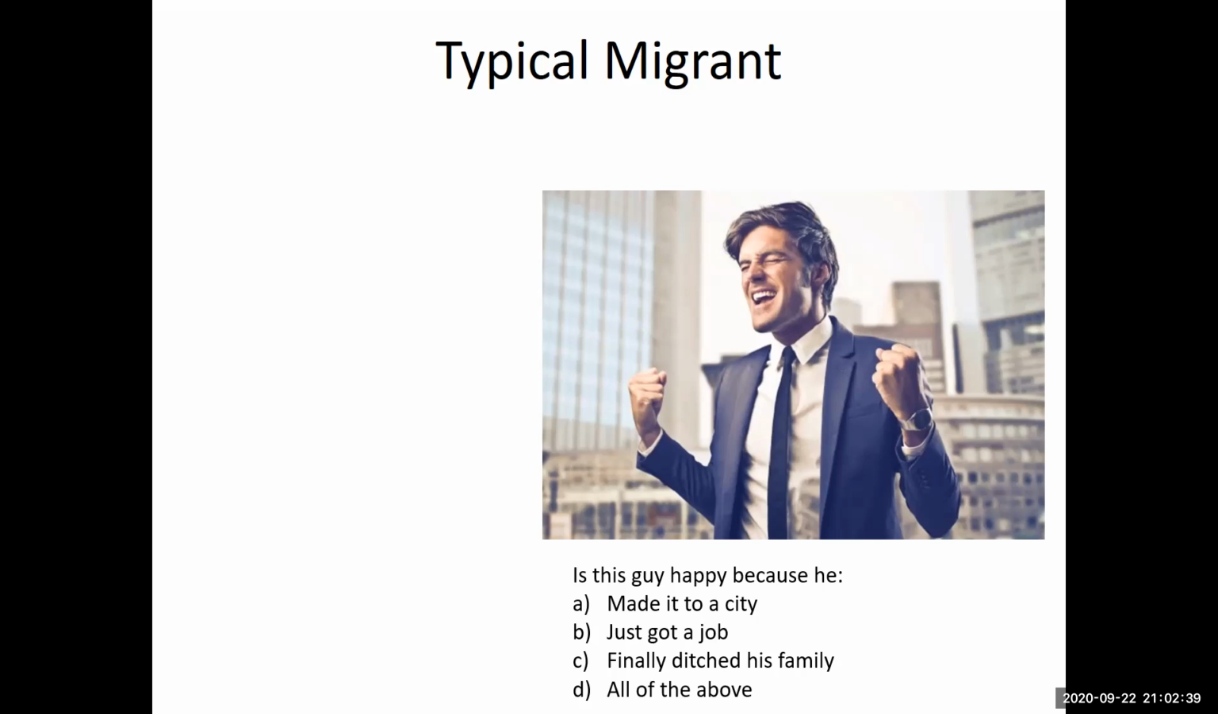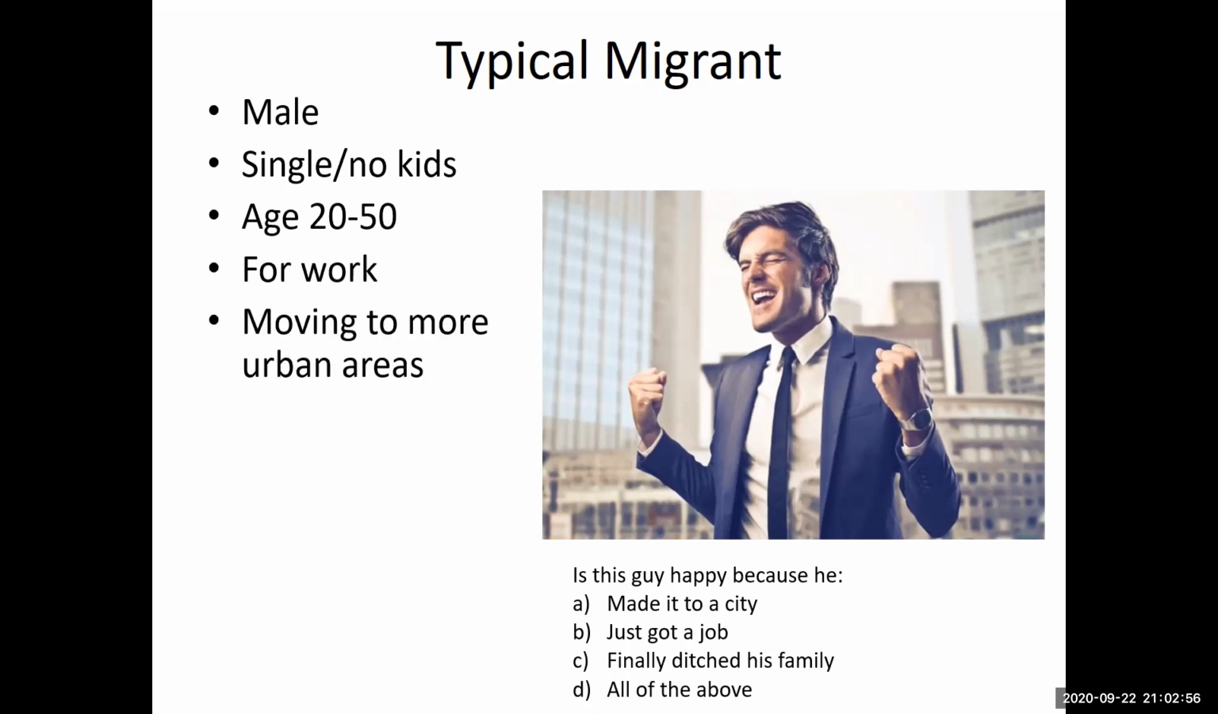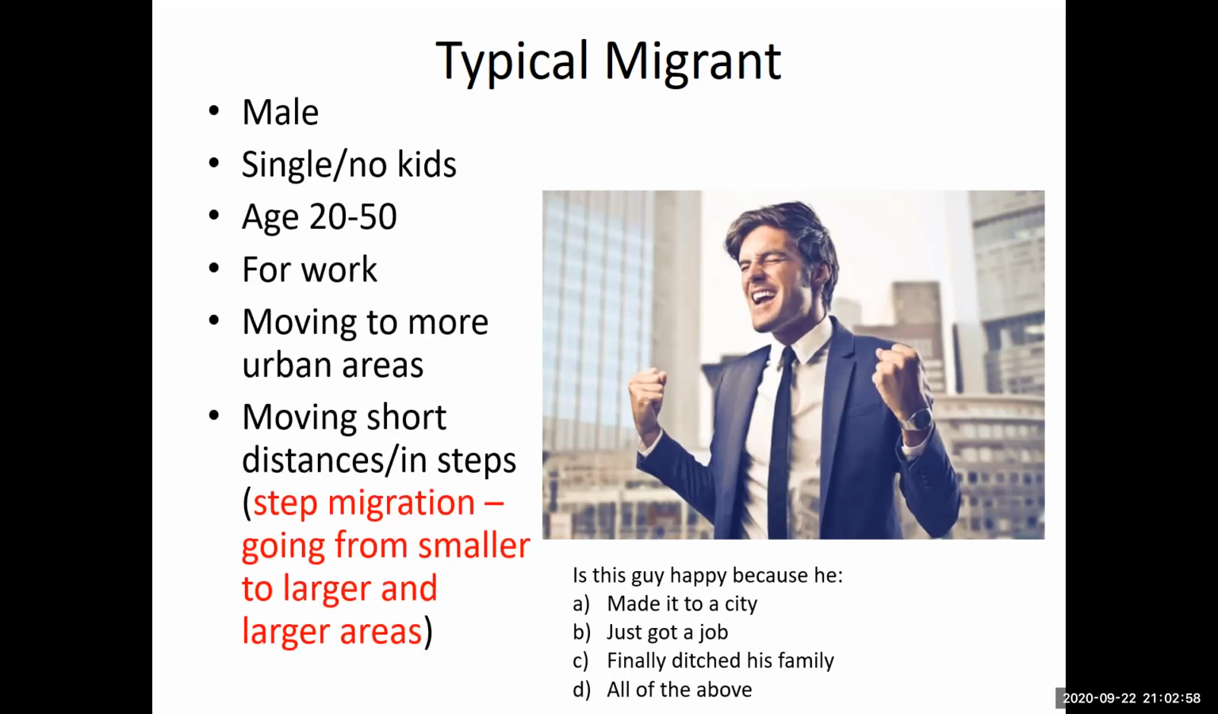So hopefully that photo will at least stick in your brain a bit. But that guy is probably what a lot of migrants are like, although of course he seems better off. Many migrants are much, much poorer. So typical migrants are male, single, or have no kids, about 20 to 50. They're migrating for work. They usually go to more urban areas, and they usually move short distances. This is what is called steppe migration.